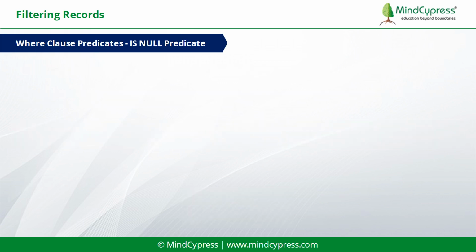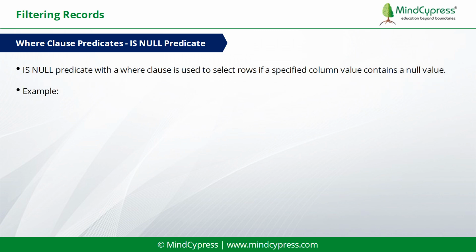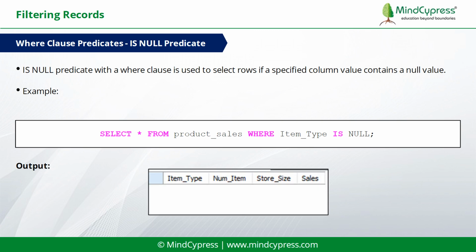Where clause predicates, is null predicate. The is null predicate with a where clause is used to select rows if a specified column value contains a null value. For example, output is: there are no missing data in the table.